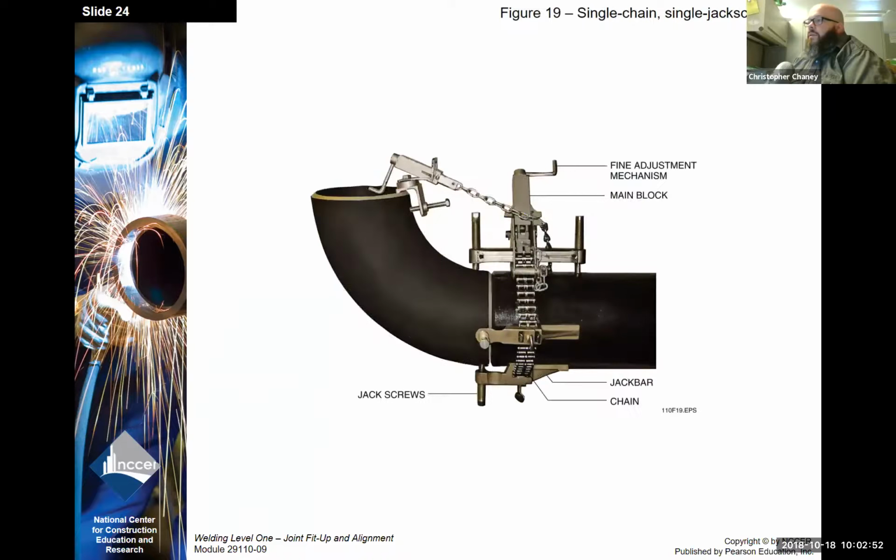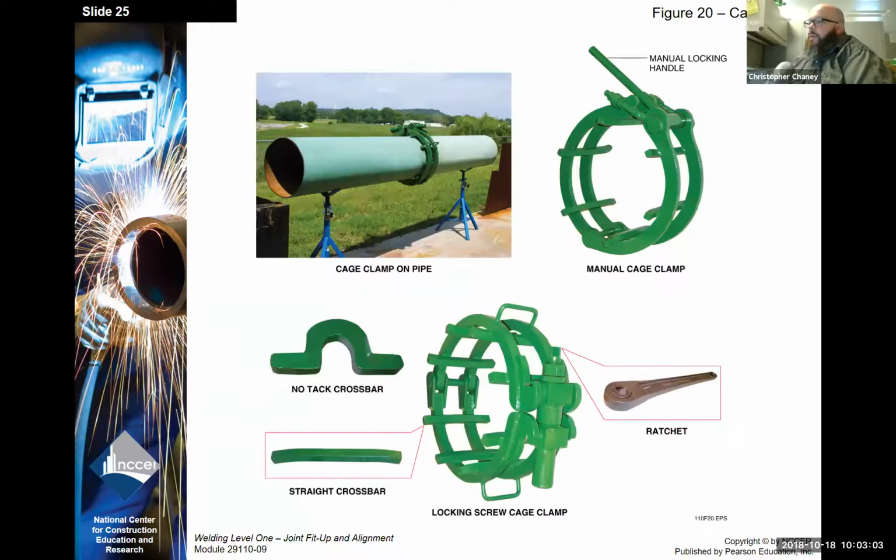Okay, lots of illustrations in this one. This is a pipe alignment tool so that you can align large 90-degree fittings onto pipe. Here's some clamps and wedges. These again are used to align pipe into place.